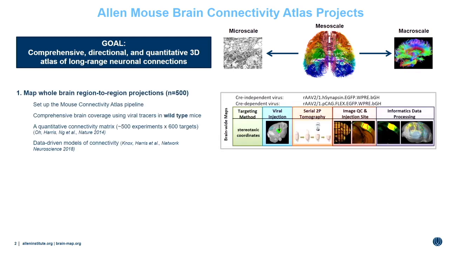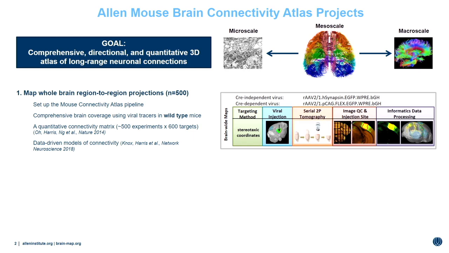So as I said, we launched this pipeline in 2011. What we did in the first phase was to map whole brain region-to-region projections. We did this by generating data from about 500 different tracer experiments. This project really started as a way to help us set up the initial Mouse Connectivity Atlas pipeline, which needed to be flexible for future uses. Throughout this particular Atlas project, we did 500 tracer injections in order to get comprehensive brain coverage so that we could map projections from regions across the whole brain.